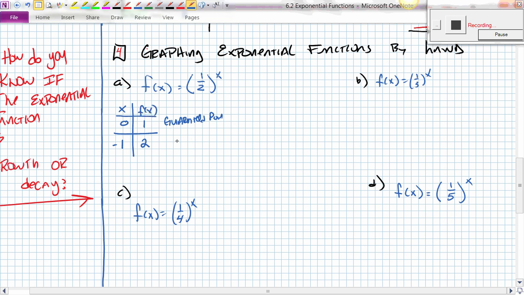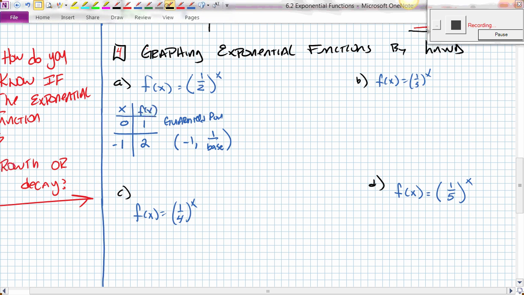You know what I call that? I call that negative 1 comma 1 over base. Now, why do I call it 1 over base? Because what's 1 divided by 1/2? 2. Yeah, not 1. 1 divided by 1/2, right? Is 2. So I call it negative 1 comma 1 over base.